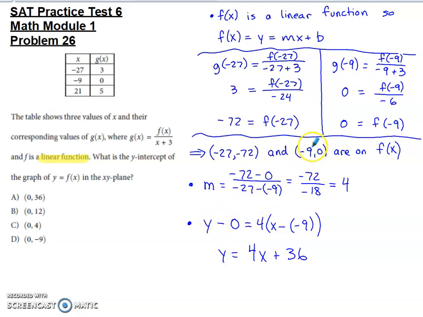So y minus the y coordinate from this ordered pair equals the slope m that we just found times x minus the x coordinate from that ordered pair. Now, if you recognize that this is x plus 9 in this set of parentheses, you can distribute 4 into that set of parentheses and get y equals 4x plus 36. This is f of x. We're asked to find the y-intercept. The y-intercept is right here. 0, 36 is going to be the y-intercept of f of x.